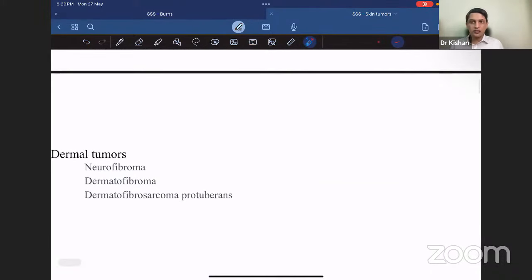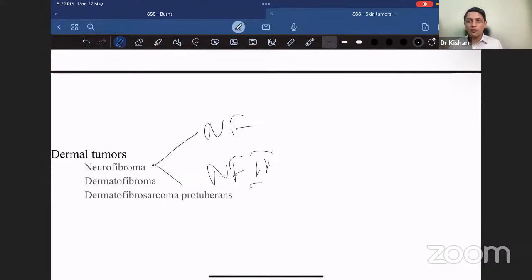Dermal tumors are again asked, especially for MCQs: neurofibroma, dermatofibroma, and dermatofibrosarcoma protuberans. All these questions are based on these. To make it simple for you, neuro: NF1, NF2. These are for final years. For PG aspirants, you will already know all these answers. Which chromosome is involved in NF1, neurofibromatosis? Which chromosome is involved?